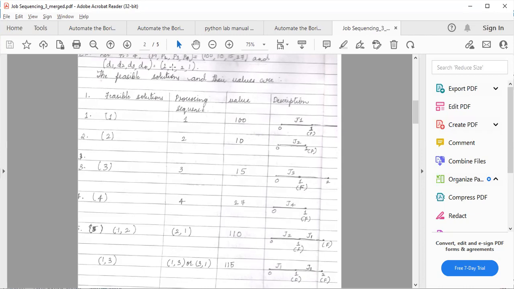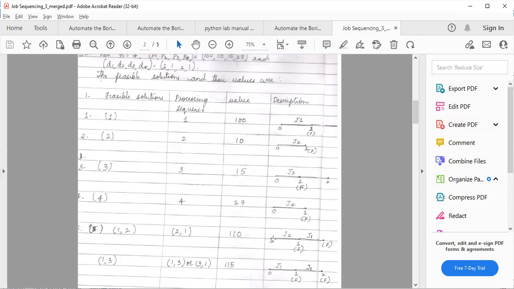Job 2 had a deadline of 1, so we have written it first, and job 1 had a deadline of 2, so we have written it later. So here we have earned a profit of 110.